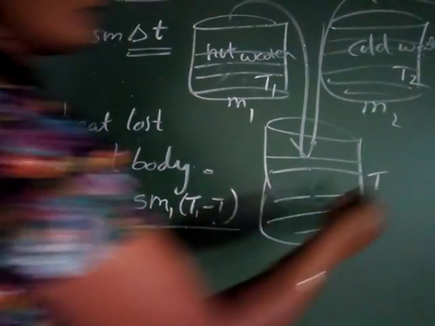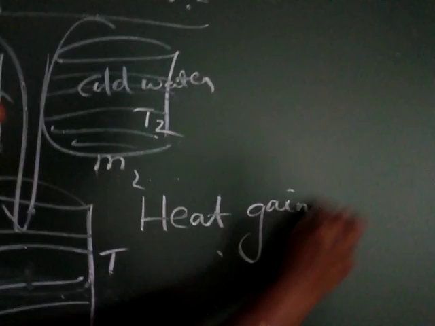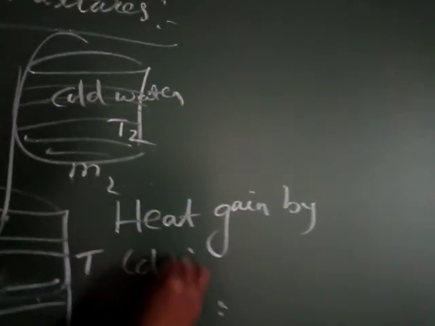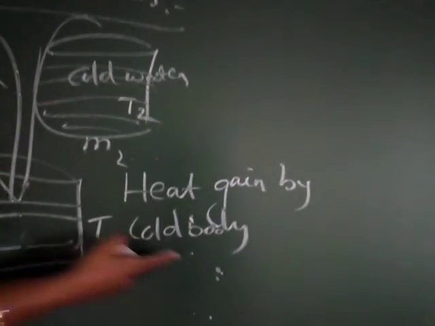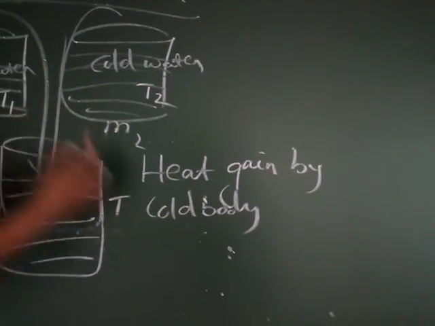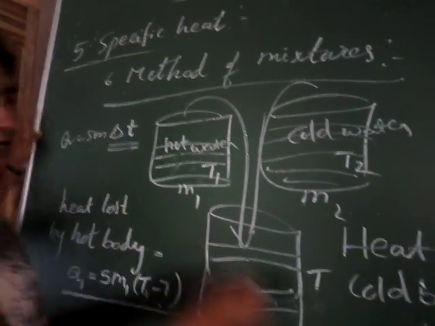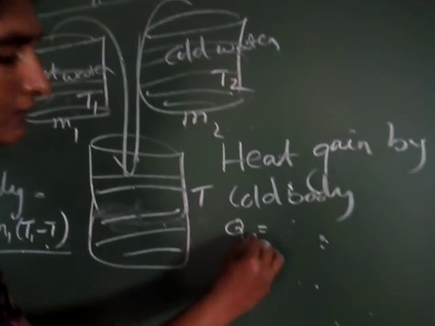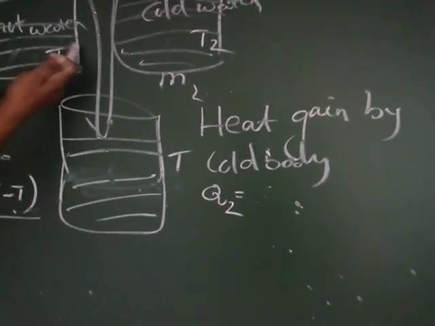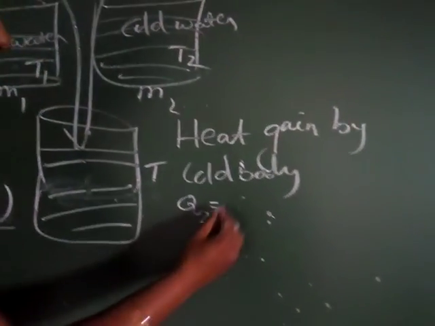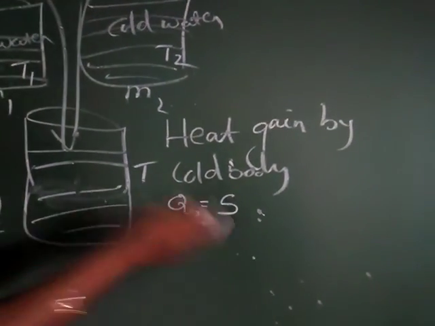Now you come to the heat gained by the cold body. Do you understand this one? Heat gained by the cold body. Here the cold body is this one. Again you have to use this formula only: Q is equal to S m delta T. Here let us think this is Q2. Q2 is gained from the hot water by the cold water. S is the specific heat, because you are taking the same substance only. That is S only.